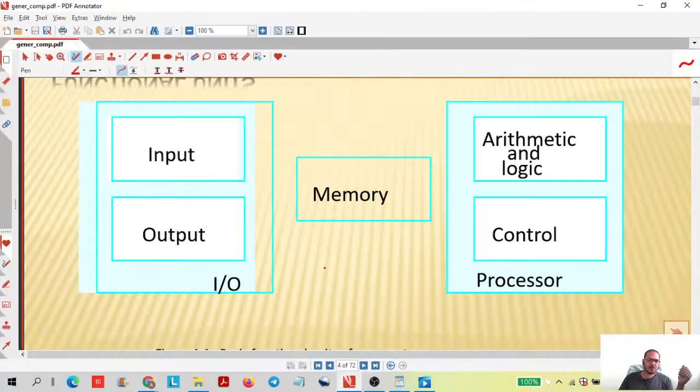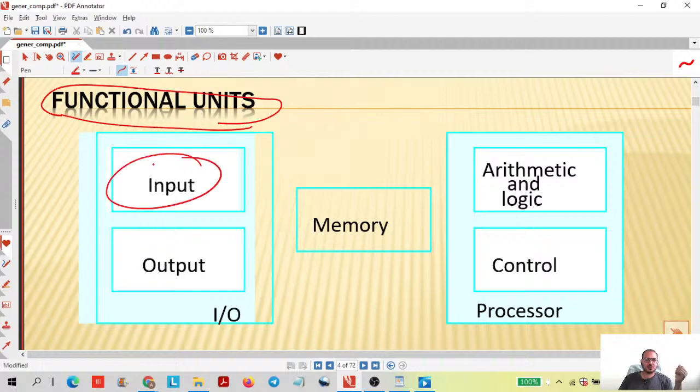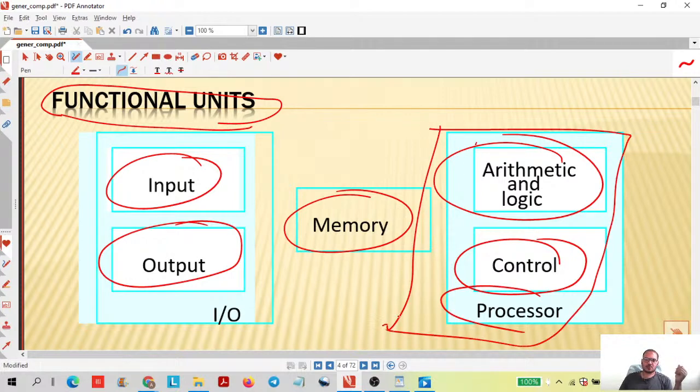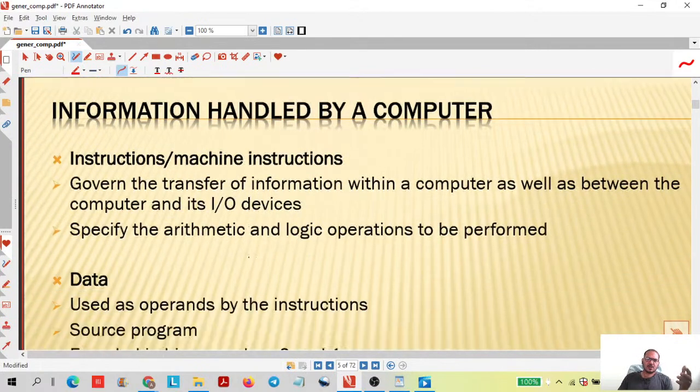So as you know, these are the main functional units of the computer: input unit, output unit, memory, arithmetic logic unit, and control unit, with the control signals. Totally we call this a processor, the main processing unit. The input unit, as in your computer, is the keyboard and mouse. Output is the display unit, and memory is where we store the data.